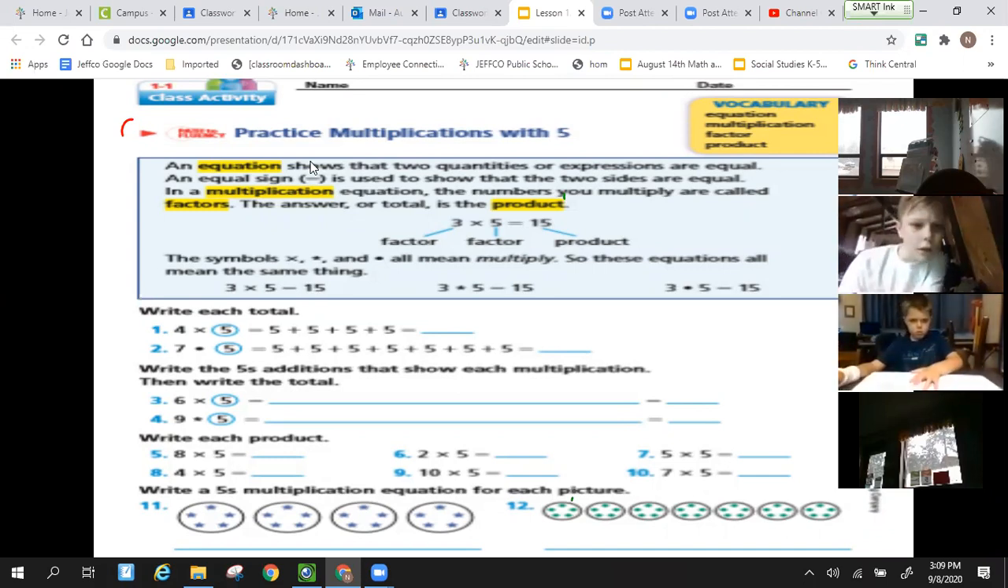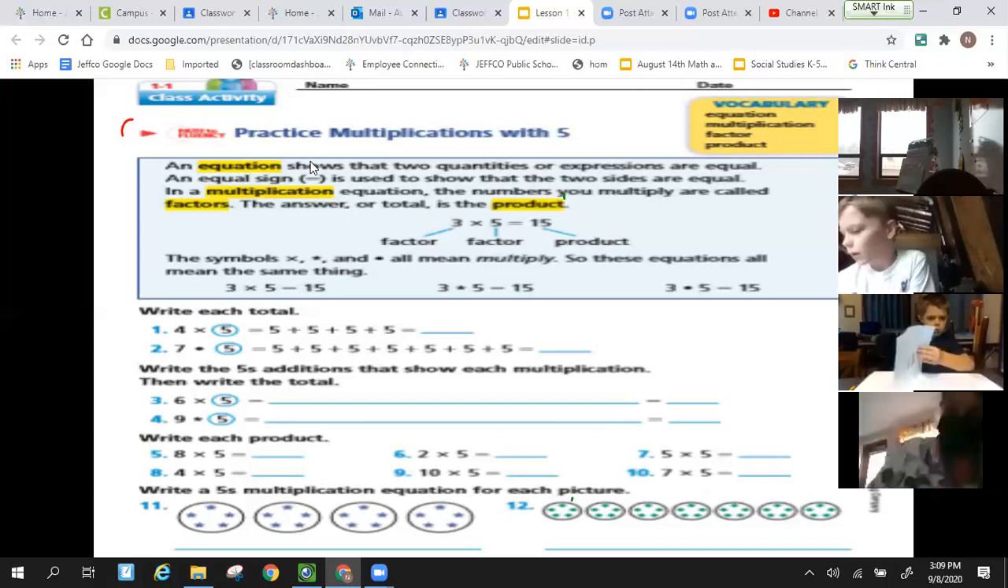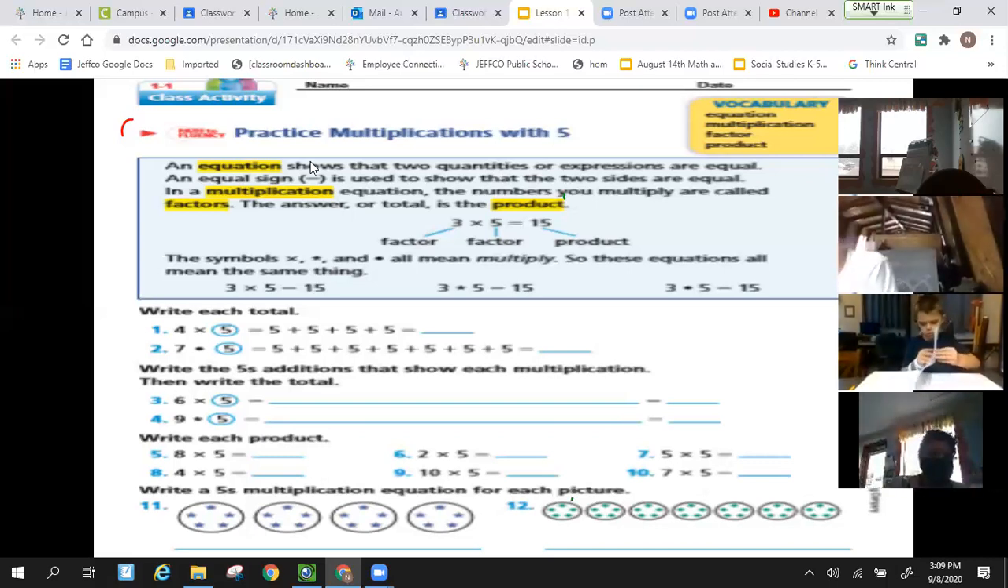An equation shows that 2 quantities or expressions are equal, and an equal sign is used to show the 2 sides are equal. Guys, what does the page look like? Have you ever seen a balance? When you put more on one side of the scale or the balance, it goes down, right? And one side goes up, the lighter side.